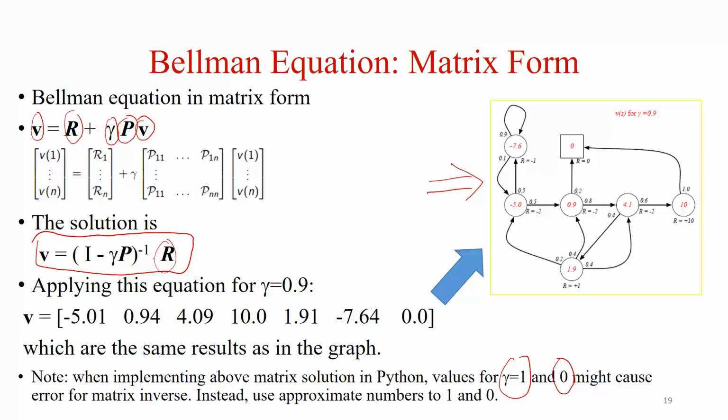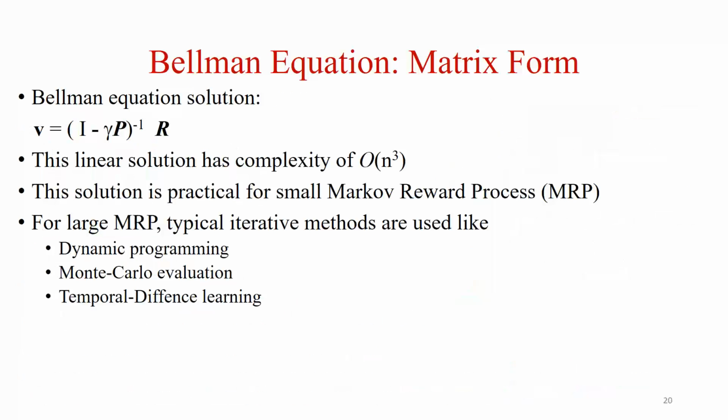So don't plug in ones. Try approximate values to ones and zeros. Of course this matrix is great, it solves the problem. The problem is the complexity is high. Obviously we have to use other methods that simplify the computations. We are not covering those in this lecture.